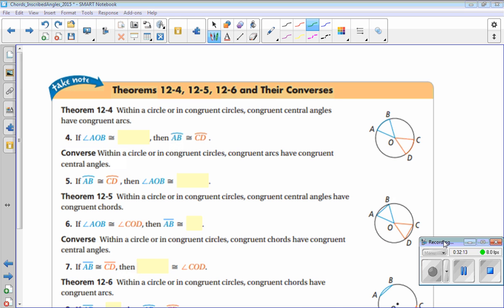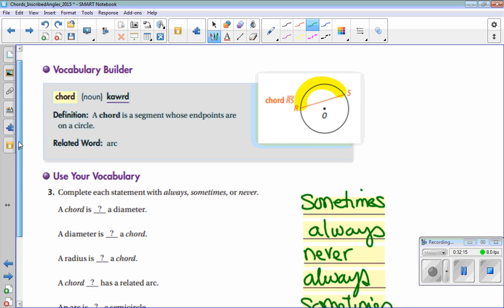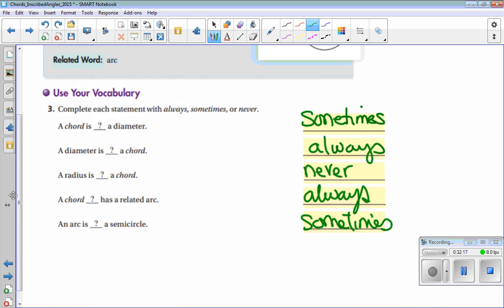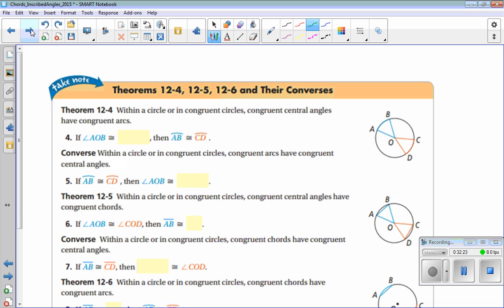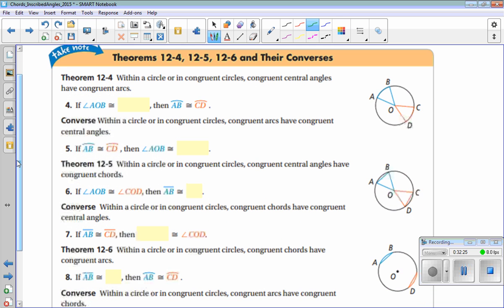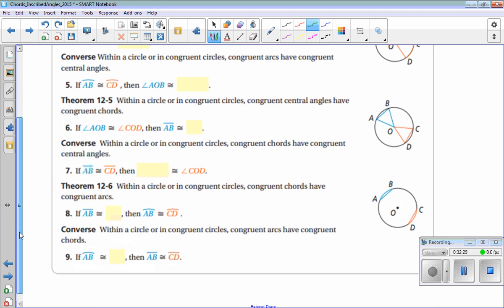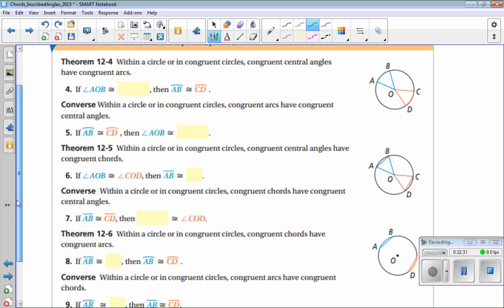Why was it sometimes an arc, sometimes a semicircle, sometimes a minor arc, sometimes a major arc? Okay? All right, so do not write, there's four or five, there's 1, 2, 3, there's 3. Don't write all this down. I will tell you what I want you to write down.